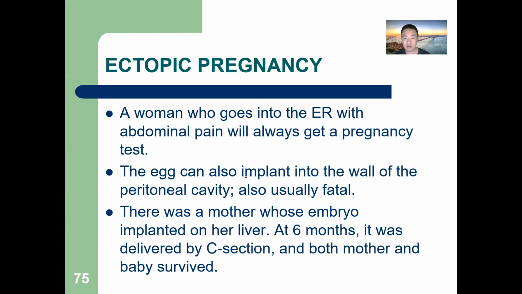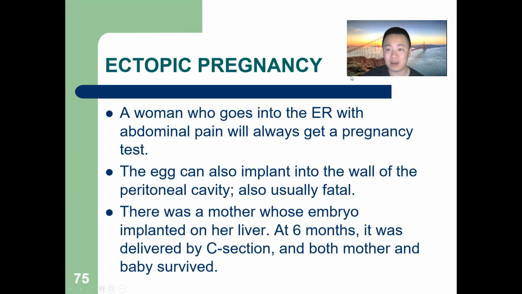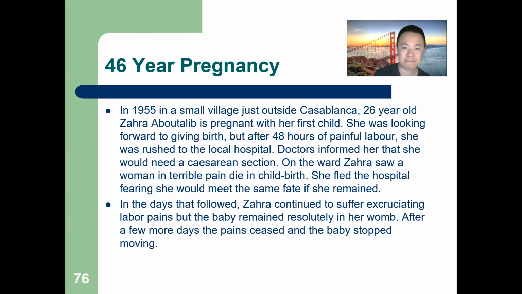The egg can also implant into the wall of the peritoneal cavity, which is also usually fatal. There was a mother whose embryo implanted on her liver, and at 6 months, it was delivered by C-section, and both mom and baby survived. Again, with our advanced medical technology, it is a concern, but it's not life and death, because with the technology, it doesn't have to be, okay? You can read about this story, 46-year pregnancy.